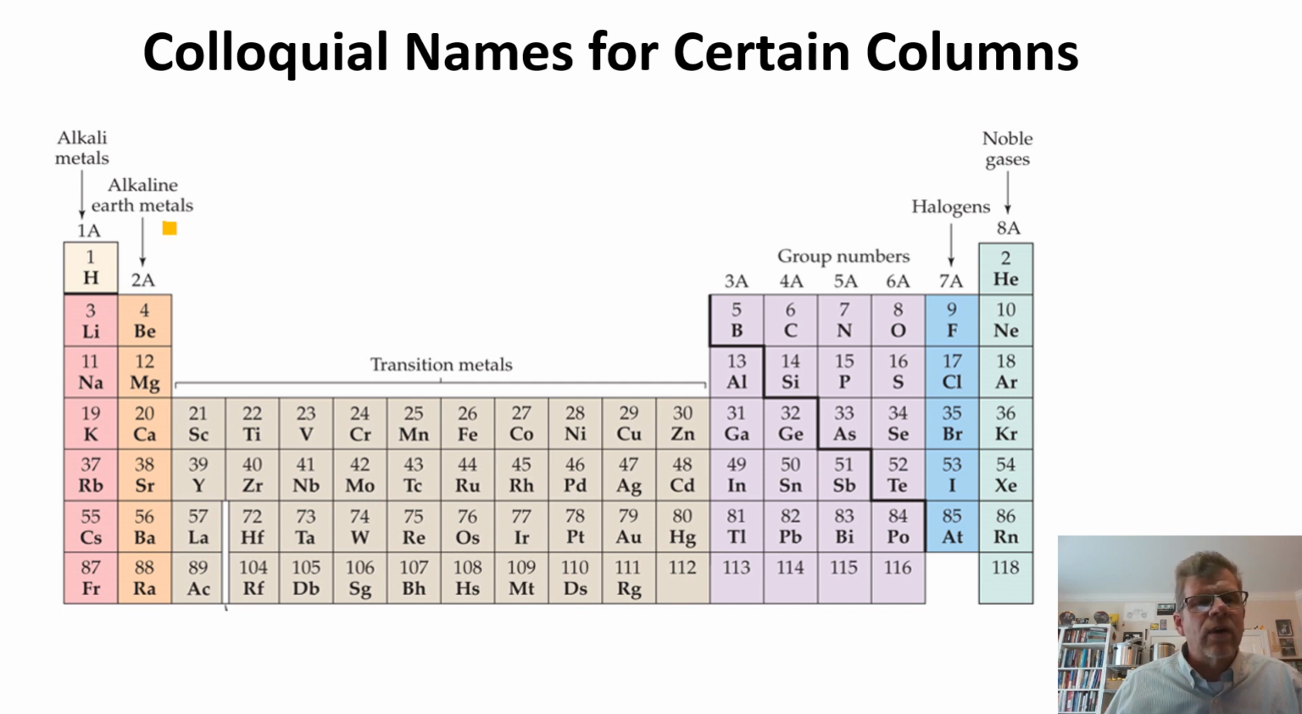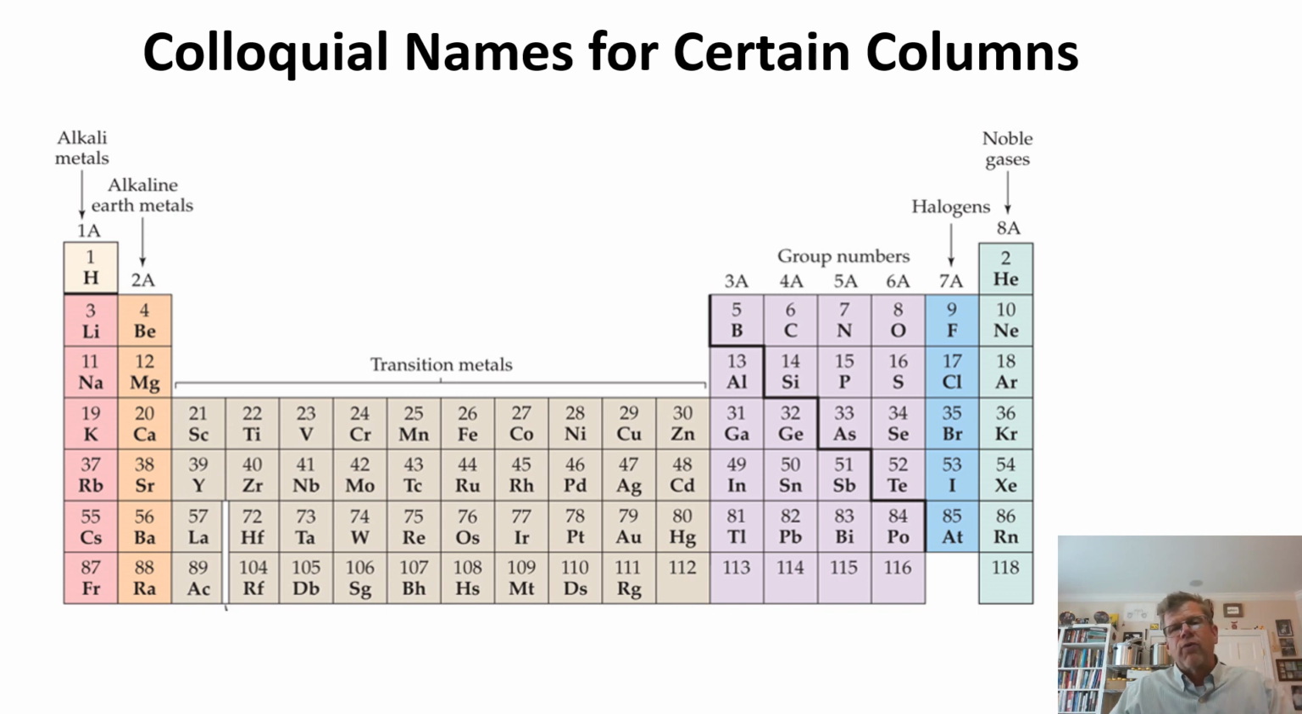Which brings us to the next column over on the left-hand side, and these would be the alkaline earth metals. Alkaline earths are the ones we see right here. Alkaline earth metals. These columns are metals. They are within that metal area within the periodic table, but they're called alkaline earth metals.